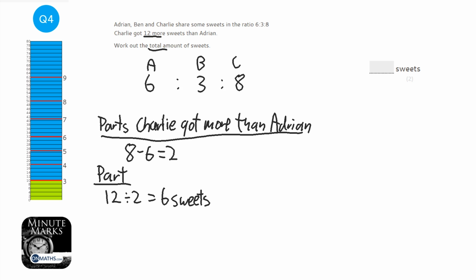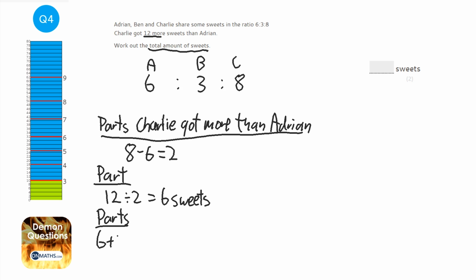It says work out the total amount of sweets. So we need to work out how many parts there are in total. So we do 6 plus 3 plus 8. Now I know 6 plus 8 is 14, plus 3 is 17. So we've got 17 parts in total.